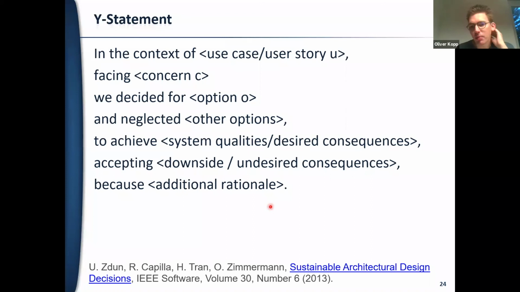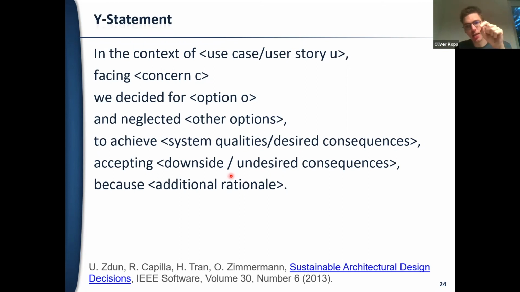This is some background on MADR. How did we come up with MADR? This is the second stream of the community: Uwe Zdun, Kapila, Tran, and Zimmermann, with sustainable architectural decision records. This is the same line of argumentation I pulled out: one writes the context, facing some concern, decided for the option, neglected other options to achieve something, accepting something, because this is the format they came up with. And they said you just have to write it as text somewhere in the wiki or whatever.